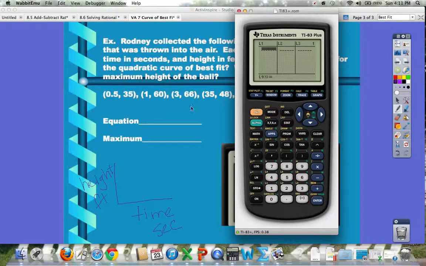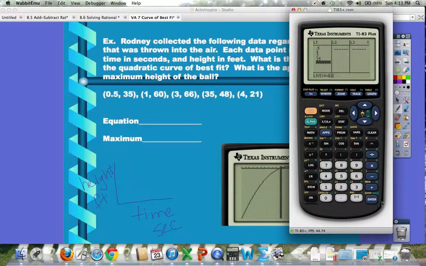All right, so you're going to take your information and put it in your calculator. You're going to enter all of your x values in L1. So it's going to be 0.5, hit enter, 1, 3, 35, and what's the last one? 4. That's all your x's, and go over to L2. That'll be your y column, and you type in those: 35, 60, 66, 48, 21. All right, so you got all your data in there.